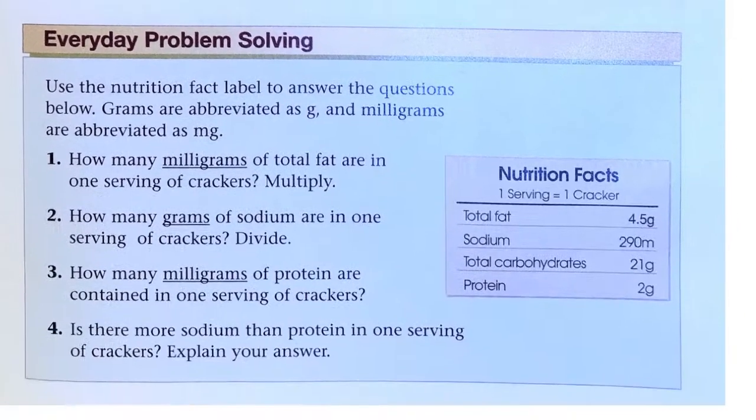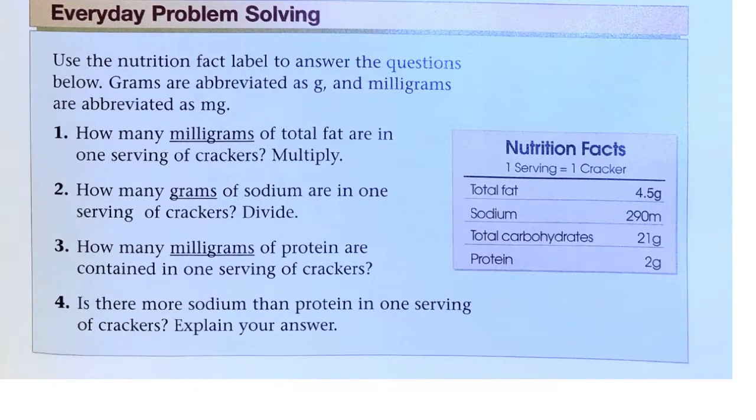For everyday problem solving, use the nutrition fact label to answer the questions below. Grams are abbreviated as g. Milligrams are abbreviated as mg. How many milligrams of total fat are in 1 serving of crackers? We can multiply. So we've got here total fat is 4.5 grams.